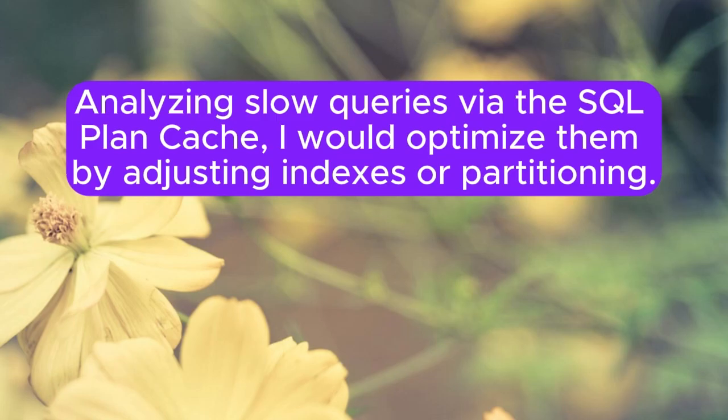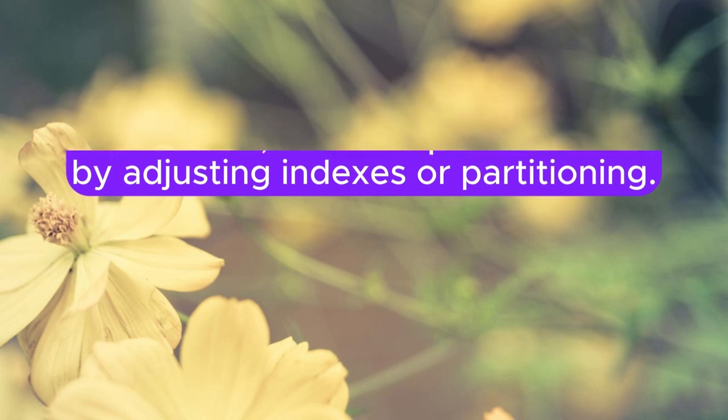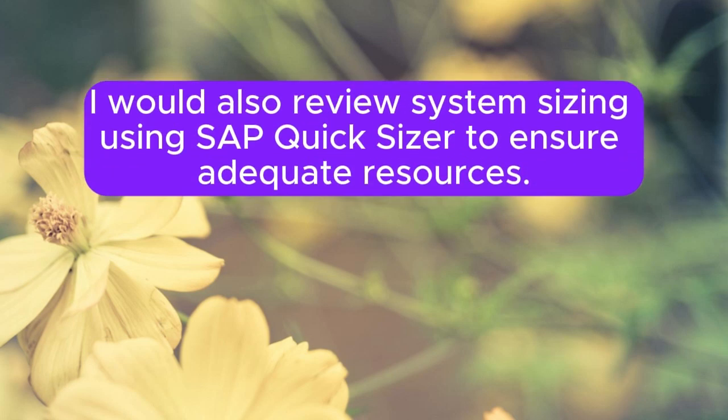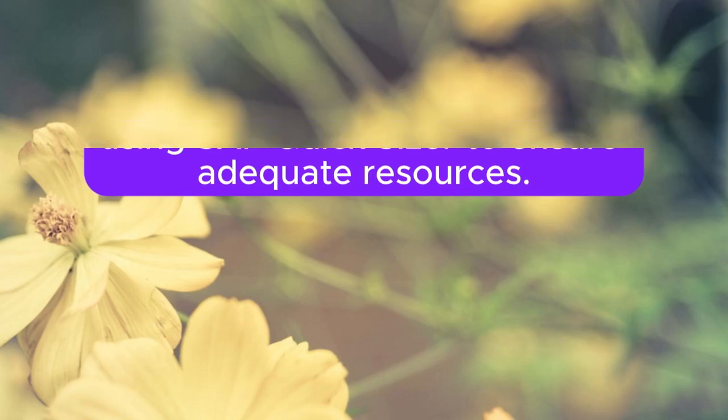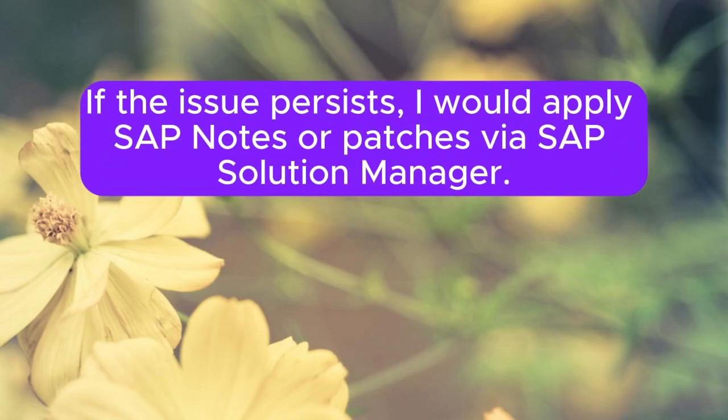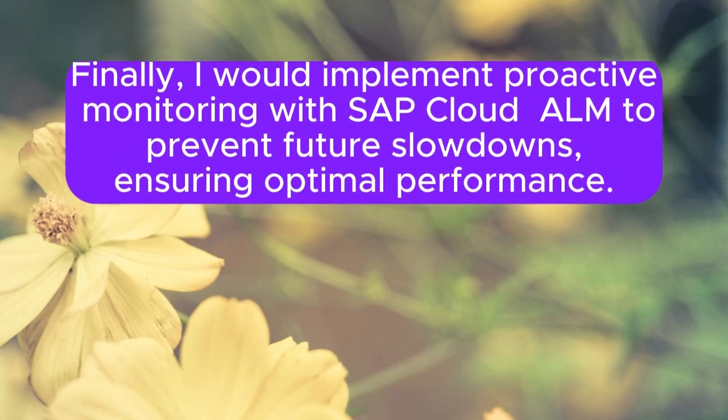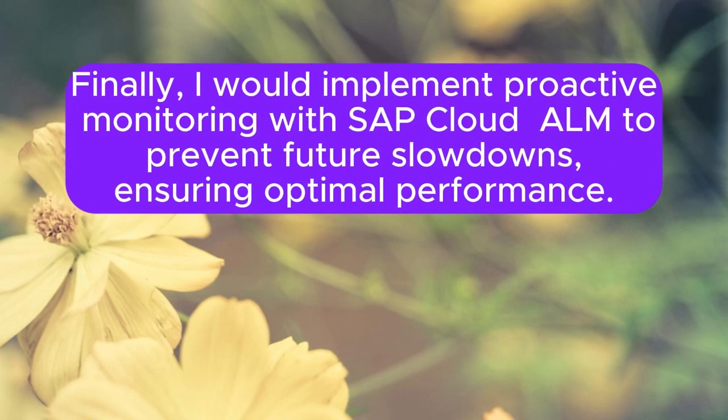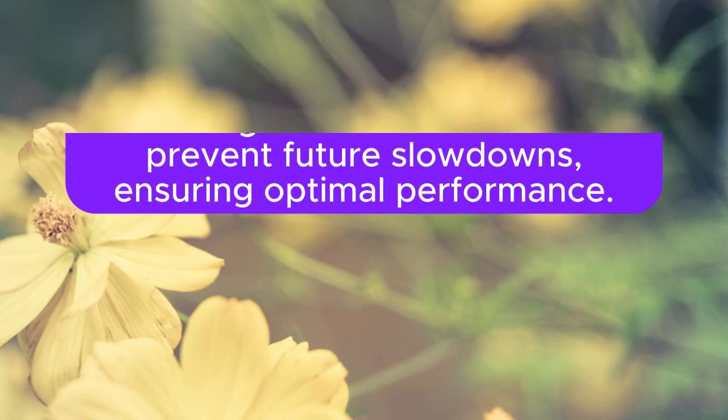Analyzing slow queries via the SQL plan cache, I would optimize them by adjusting indexes or partitioning. I would also review system sizing using SAP Quick Sizer to ensure adequate resources. If the issue persists, I would apply SAP notes or patches via SAP Solution Manager. Finally, I would implement proactive monitoring with SAP Cloud ALM to prevent future slowdowns, ensuring optimal performance.